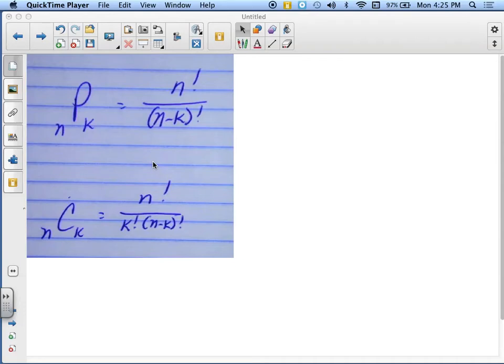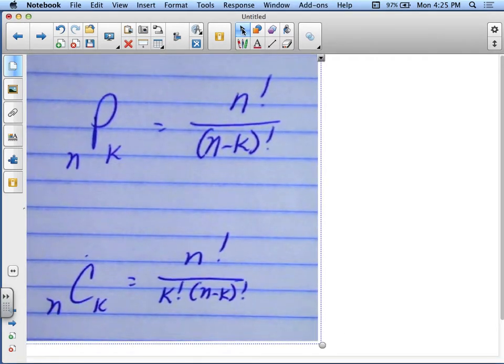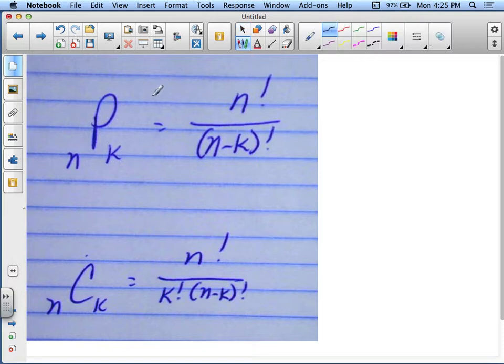What we're going to do is talk about two formulas. The first one is permutation, which is this one right here, and this one right here is combination. Now notice, n is what you have, k is what you want, and that goes for both combination and permutation. I'm going to show you a scenario in a second of how I'm going to use both of these. All right, so here we go.